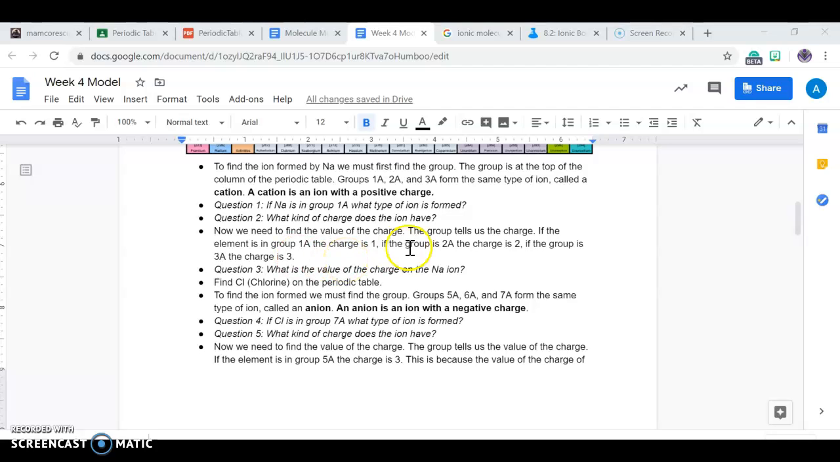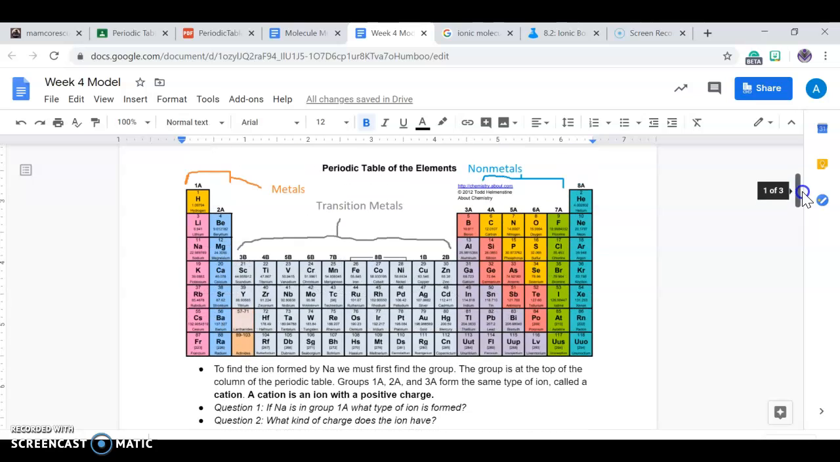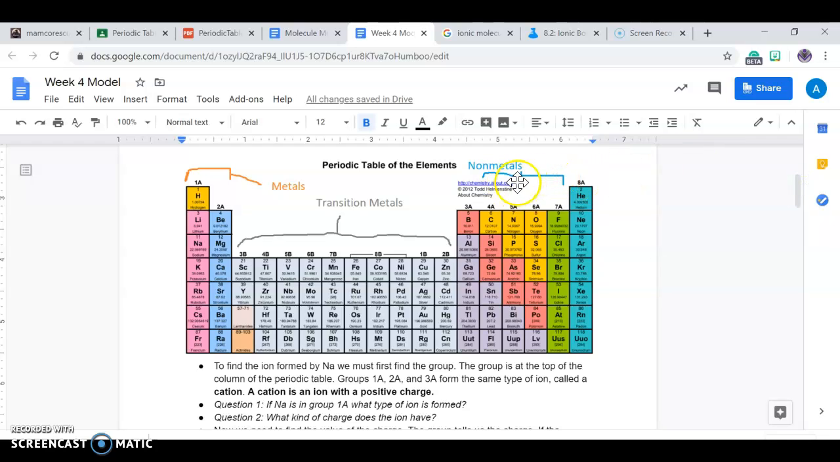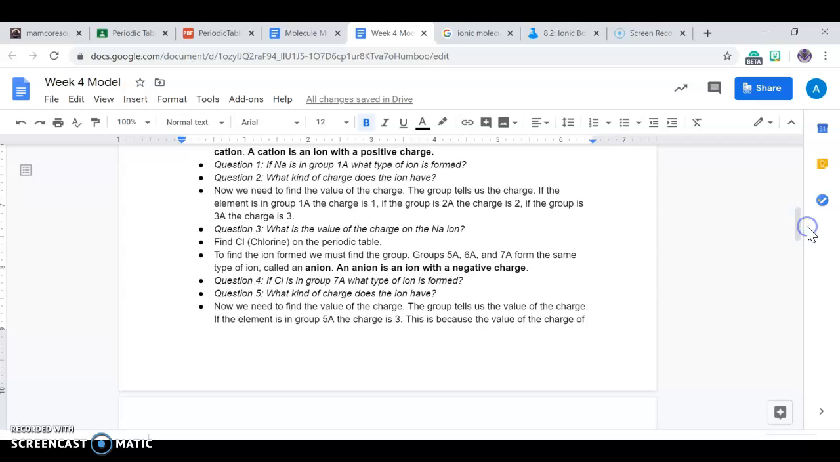Okay, so now we're going to go through a series of questions that do the same thing for chlorine. All right, chlorine's a little different. So chlorine, find chlorine on the periodic table. It's over here, right? Group 7A. That's a nonmetal, right? These are our nonmetals here. So ionic molecule, metal, nonmetal. Now we're looking at our nonmetal. It's in group 7A. It is an anion, and that's an ion with a negative charge.